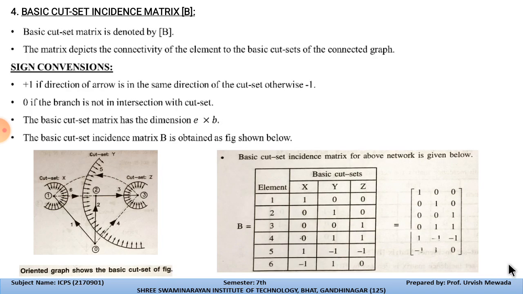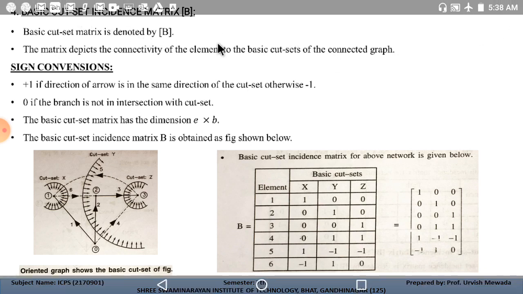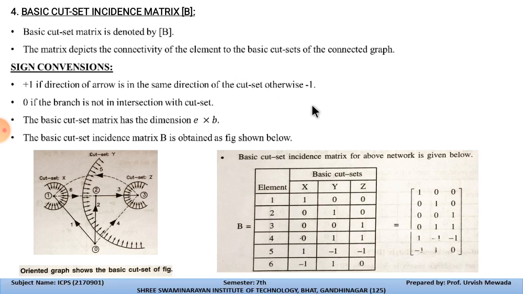Now the fourth incidence matrix is the basic cut set incidence matrix. The basic cut set incidence matrix is denoted by the bracket B. In the previous diagram of tree and co-tree, we can cut this graph in 3 different parts, as we know the rule of cut set: a cut set will divide any oriented graph into 2 parts.